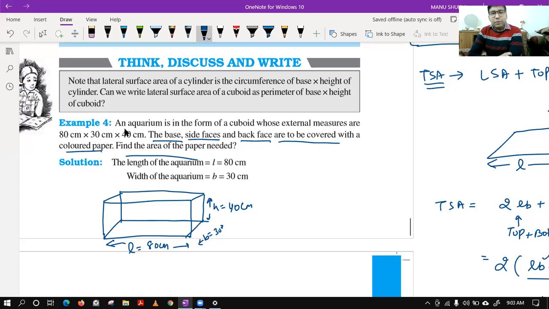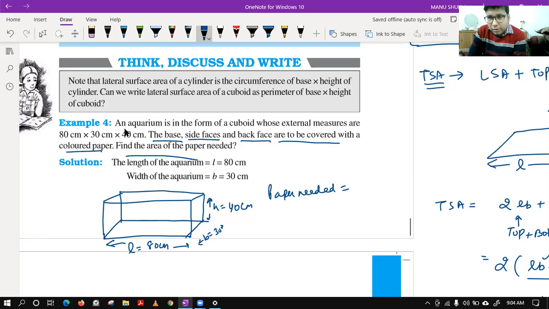Okay, Ananya, class, please tell me. They are saying in this aquarium where length is 80, breadth is 30, and height is 40, we have to cover some paper on the base, on the side faces, and on the back face. So please tell me how much area is required. Tell me the statement. Paper needed will be found by what?